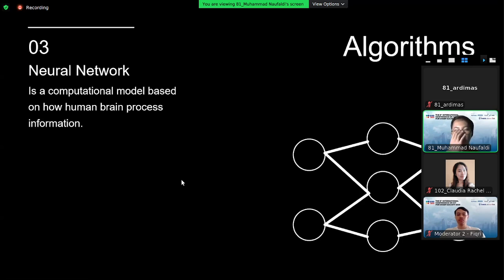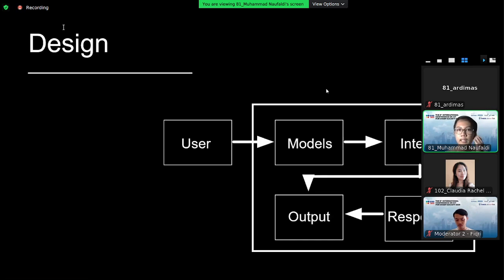The last algorithm that we use is the neural network. Neural network is a computational model based on how the human brain works, or more specifically, neurons. So it takes a certain amount of input, and then if it's matched, it can activate the other part of the neuron, and so on and so forth until the output is there.